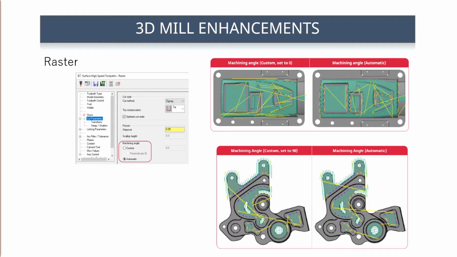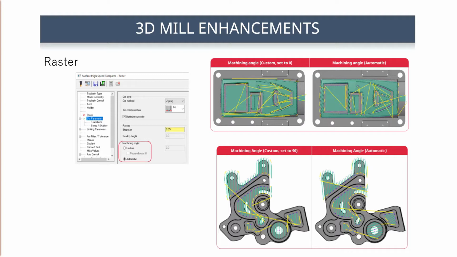As far as, you can see the pictures on the right, 0 degrees is going to be left to right. Automatic kind of finds the section and flips the machining angle to try to make it the best that it can in that section. So we've got a couple pictures there, set to 90 and then set to automatic, and you can see the changes there. So we'll take a little bit of a look at raster, see some of the changes there.